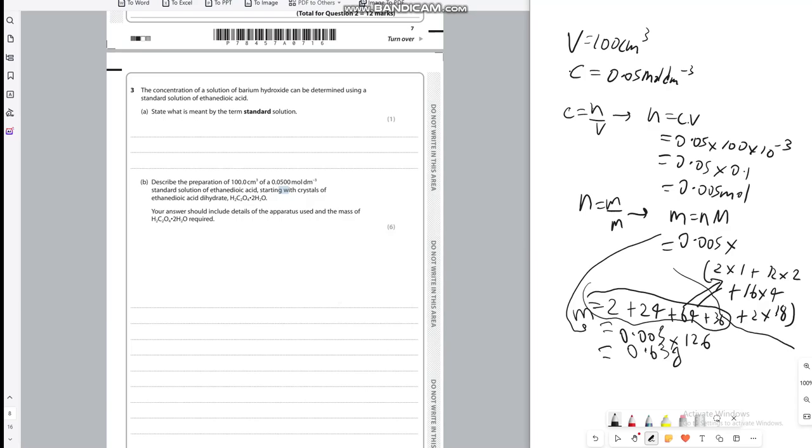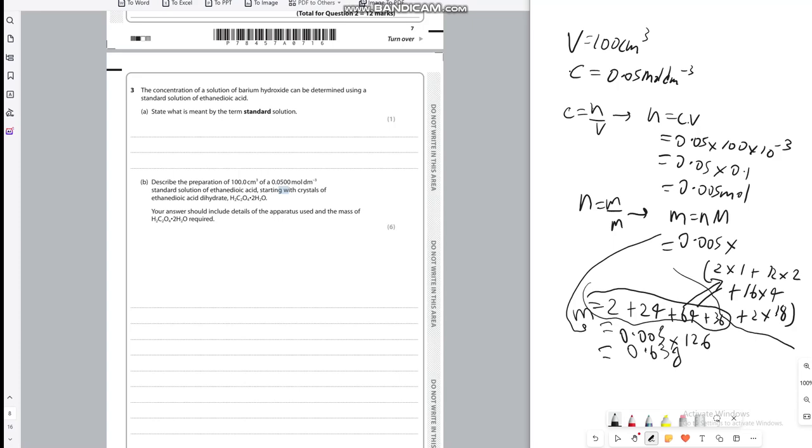Now they say describe the preparation. Your answer should include the details of the apparatus and the mass of what is required. So we found the mass. Now we have to explain the steps. We found the mass, which was 0.63 grams.